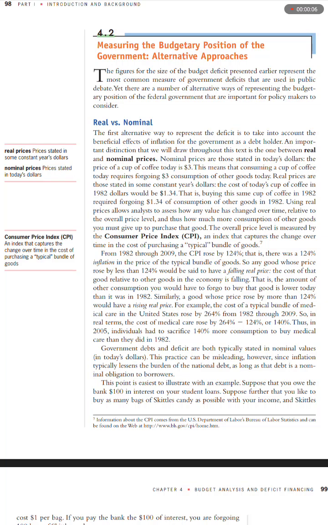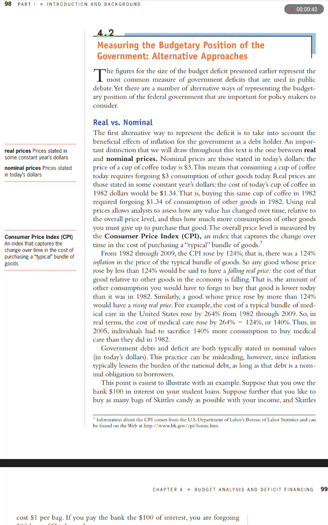4.2 Measuring the budgetary position of the government. Alternative approaches. The figures for the size of the budget deficit presented earlier represent the most common measure of government deficits that are used in public debate. Yet there are a number of alternative ways of representing the budgetary position of the federal government that are important for policymakers to consider.